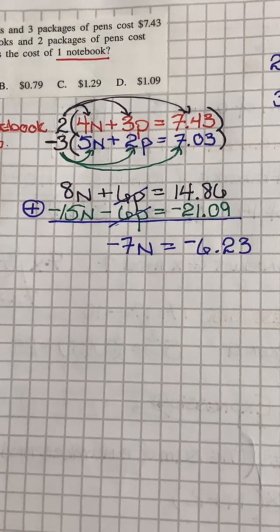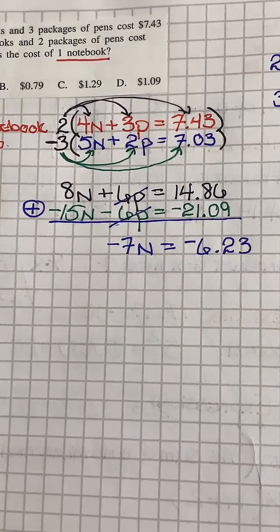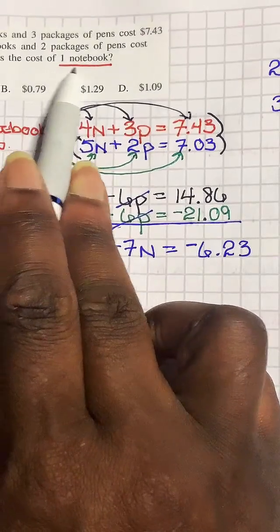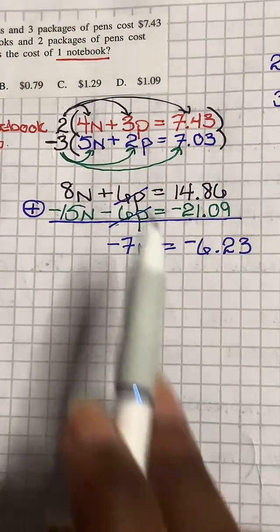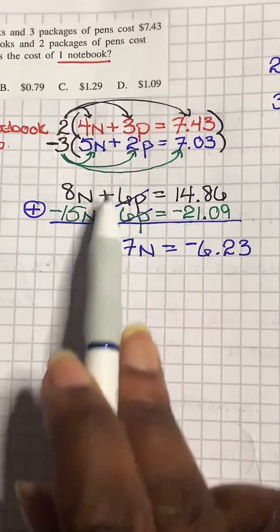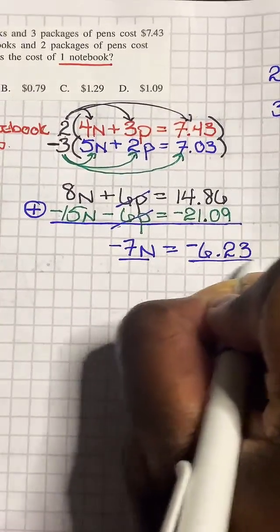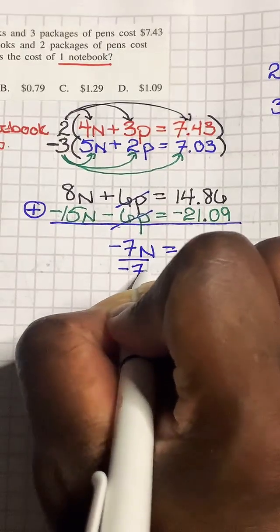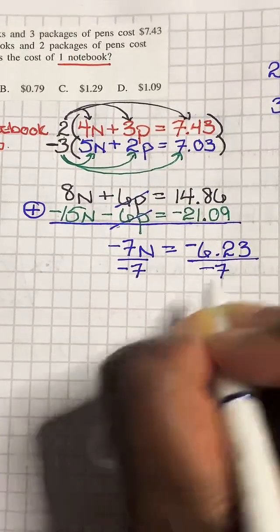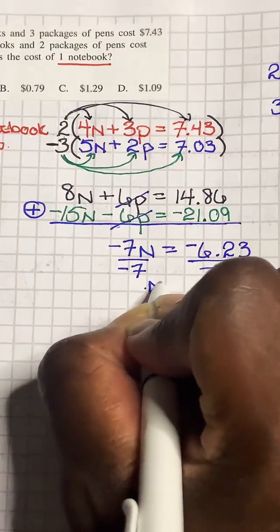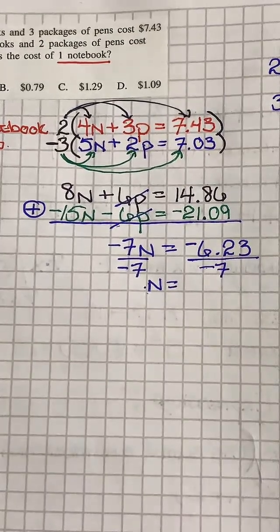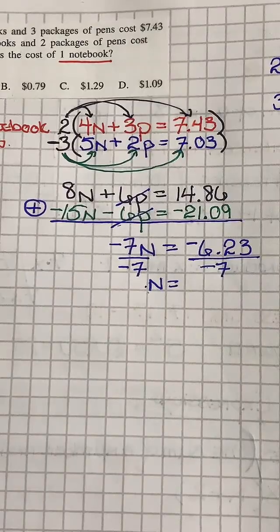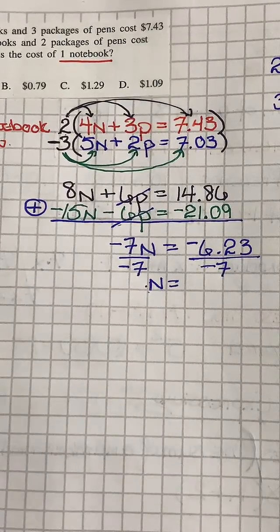That does not change the equation. Okay, because you're trying to eliminate. Because remember, we're trying to find what one notebook is. So if you get rid of the pens, then you can focus on the notebook. So we get our answer, divide by negative 7. This will give us the cost of one notebook. So all you have to do is just divide your answer by 7.